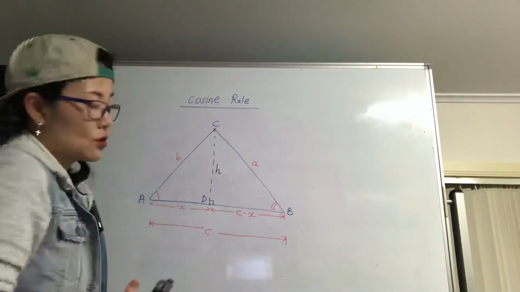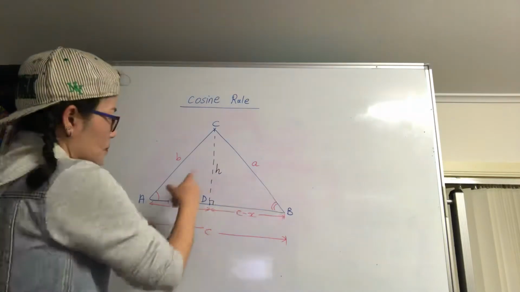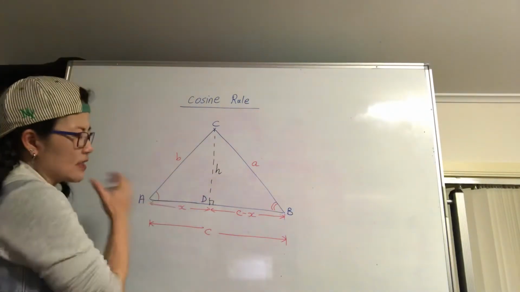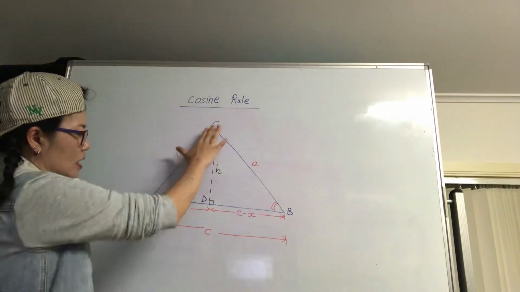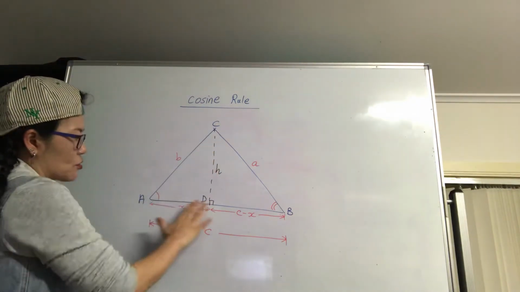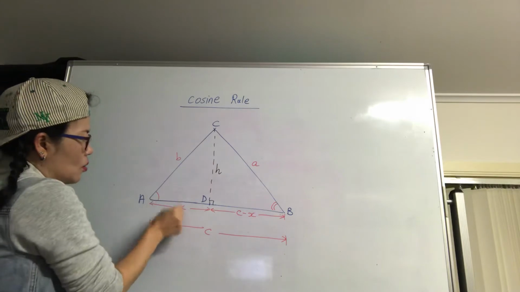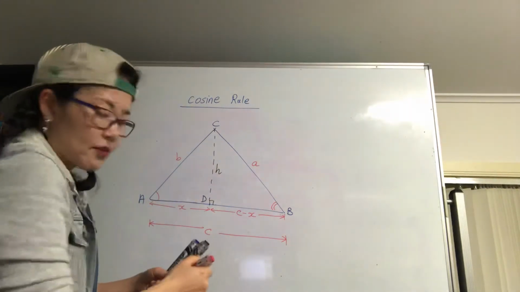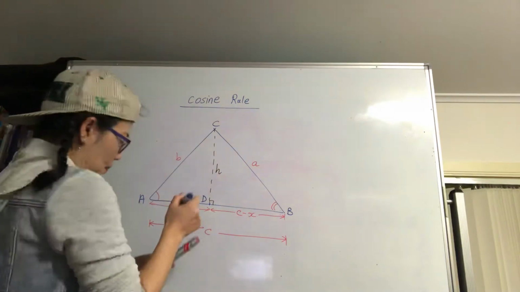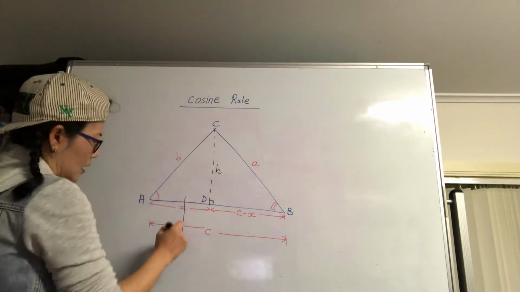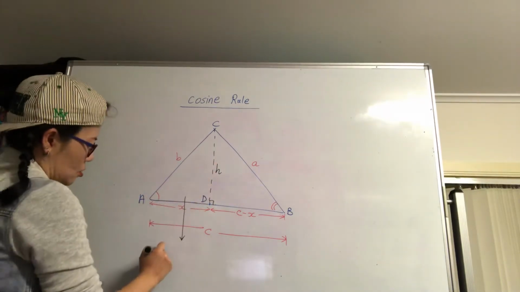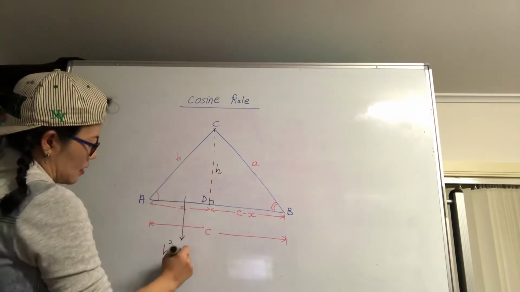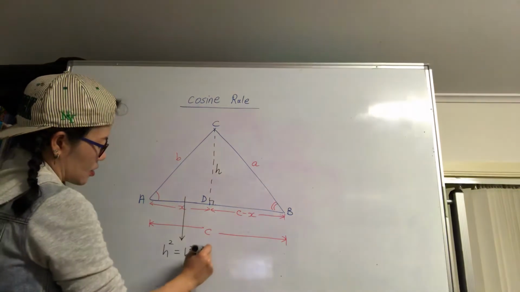Now, similar to the sine rule, I'm going to make H the subject. But in this case, I don't really need to do so much, because in this right angle triangle I've got all the sides that I need. So all I have to do is use my Pythagoras rule, making H squared the subject. H squared equals B squared minus X squared.